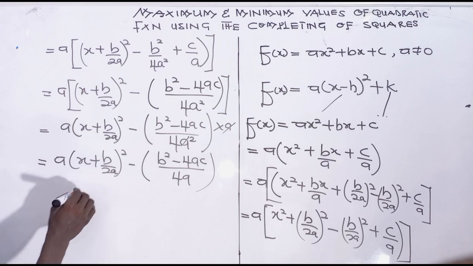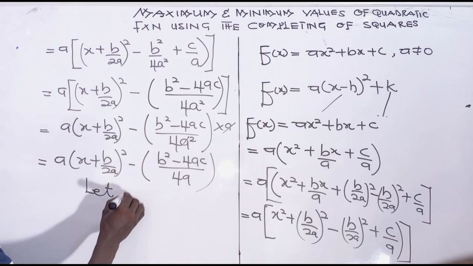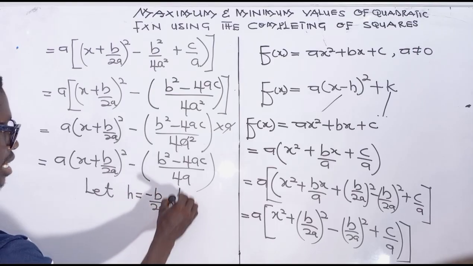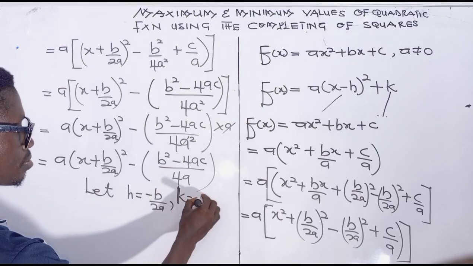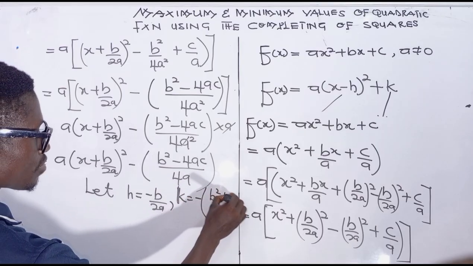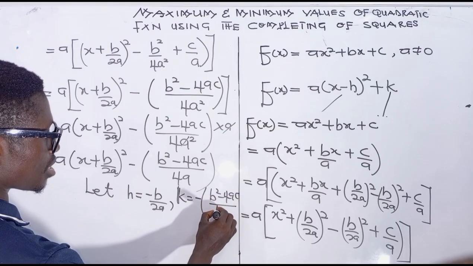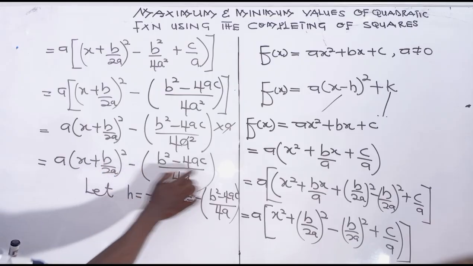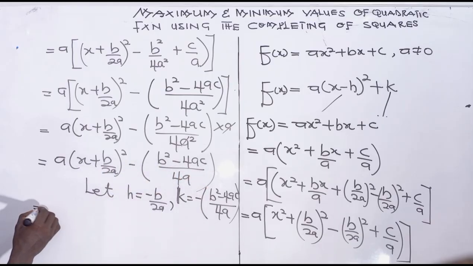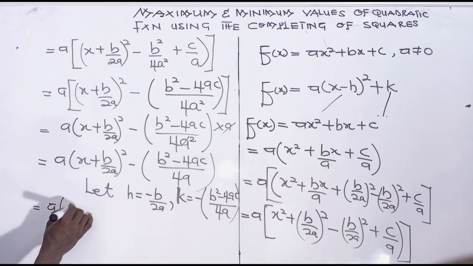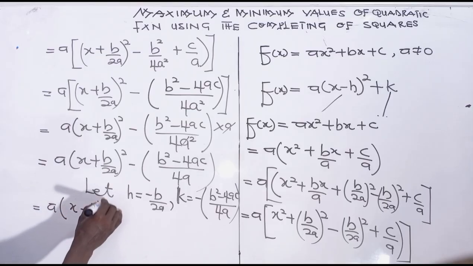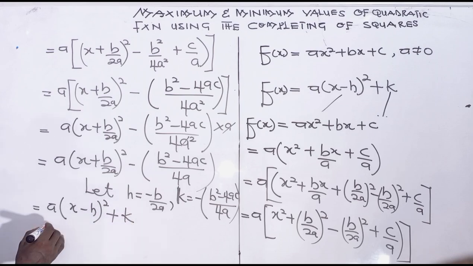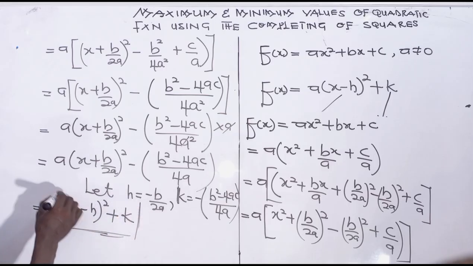Now once we have this, we are going to let the variable h be equal to minus b all over 2a, and then k be equal to minus b squared minus 4ac all over 4a. So we are going to substitute this h and k in place of the whole of this. So we are going to have a(x minus h) all squared plus what? K. So this is the standard form of the quadratic function.